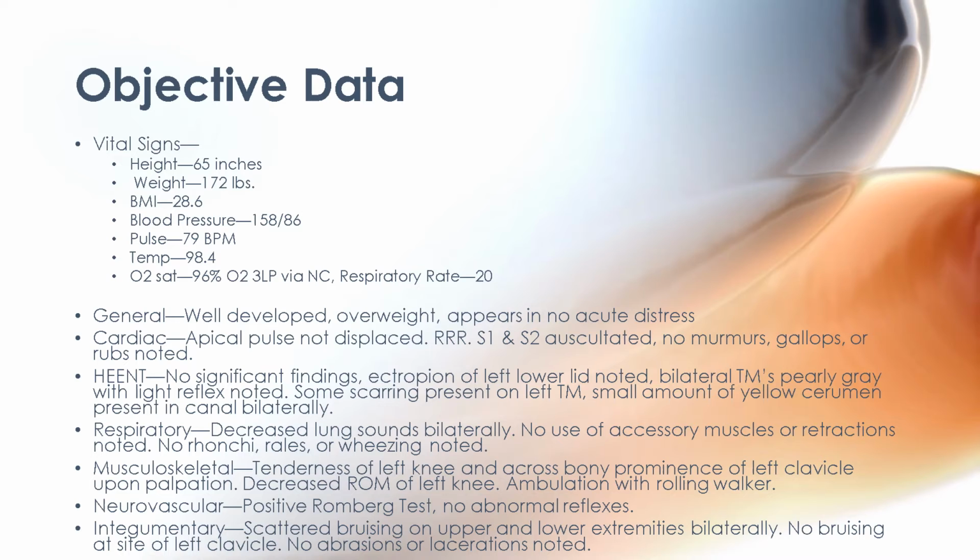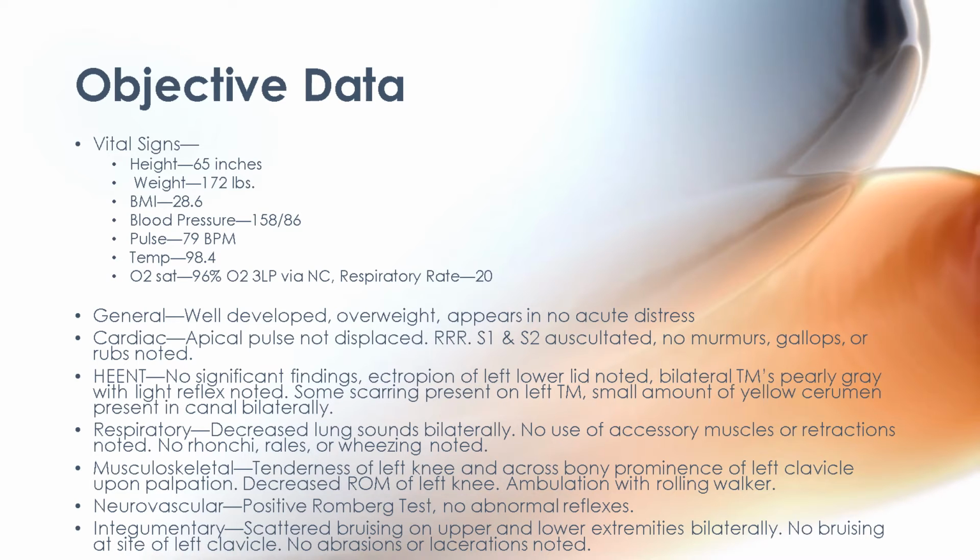Upon physical exam of the patient, he was well developed, overweight, and appeared in no acute distress. His heart rate was regular with audible S1 and S2. No murmurs, gallops, or rubs were noted. For HEENT, no significant findings. There was ectropion of his left lower lid. His bilateral tympanic membranes were pearly gray with light reflex noted. There was some scarring present on the left tympanic membrane and a small amount of yellow cerumen present in canal bilaterally.